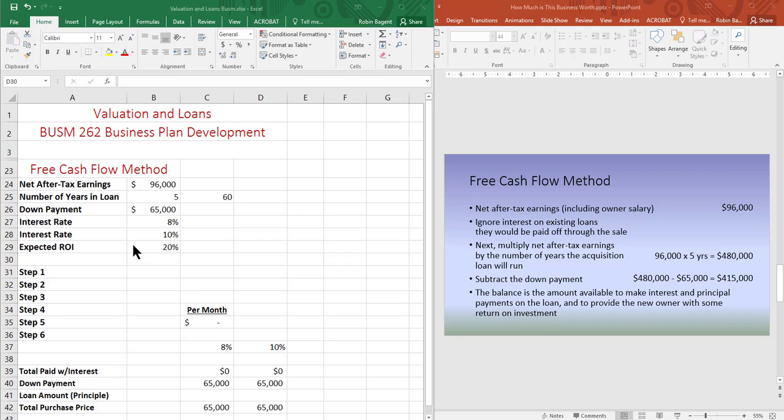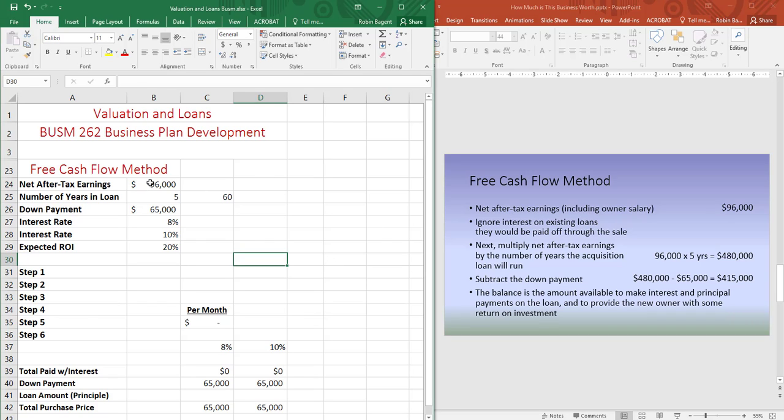Our next format is called the free cash flow method, and this is to tell you how much you have available to purchase with, and it also gives you some guidelines for if you're going to expect a return on investment. And of course, why would you buy a business if you weren't expecting a return? But it gives you some guidelines for how much you can expect. So let's walk through this one together as well.